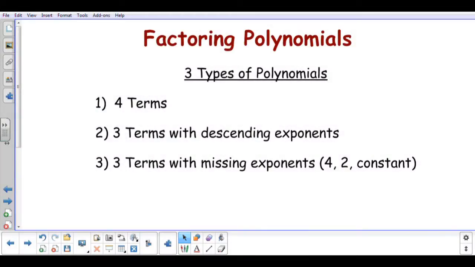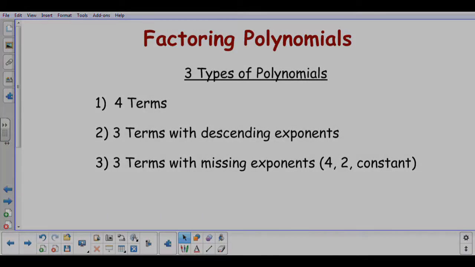When we factor polynomials, there are three types that we are going to see. We are going to see polynomials that have 4 terms. We are going to see polynomials that have 3 terms with descending exponents. And we are going to see polynomials with 3 terms with missing exponents. So we're going to go through how to factor all 3 types of these polynomials.